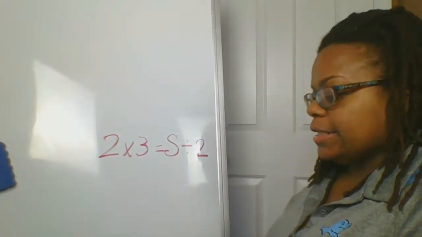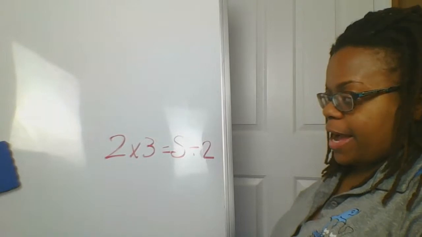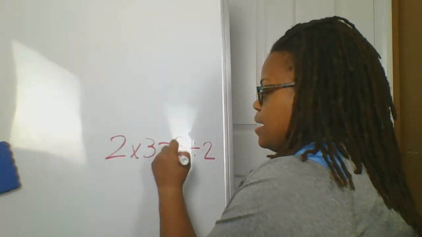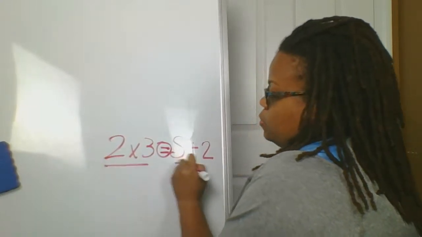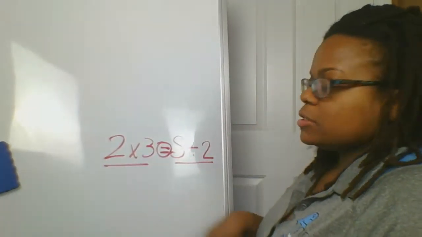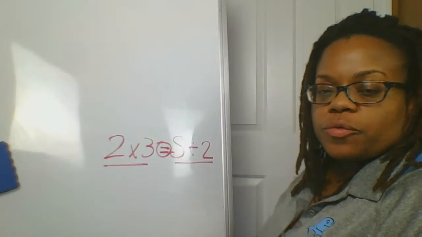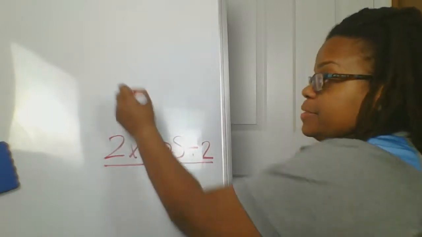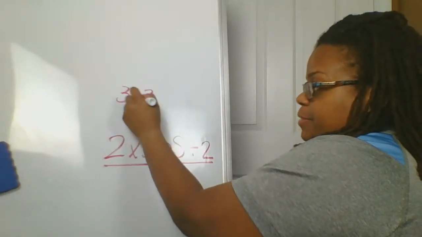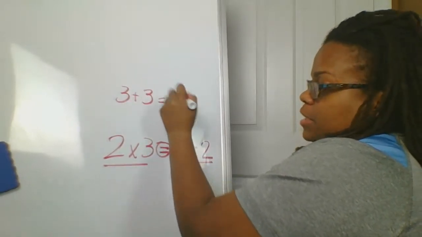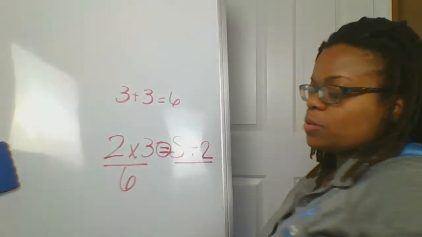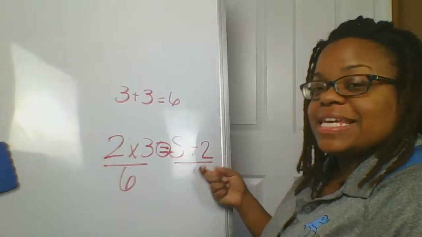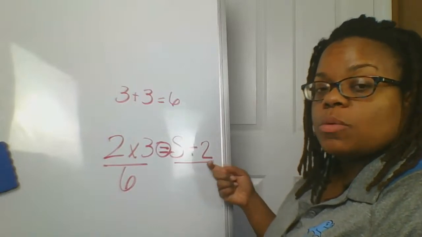So now I need to actually start solving this problem. So here is the balancing act. I want this side to equal the same amount as this side. So let's figure out, well, how much is over on this side? I have 2 times 3. So I have 3 two times. 3 and 3 gives me 6. So this side equals 6. So I need to balance so that this side will also equal 6.